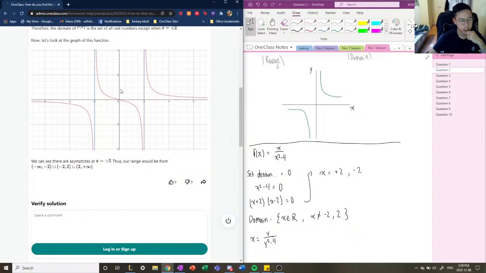Because if we visually evaluate this graph here, we can see that the range spans from negative infinity to positive infinity, and it also spans near the decimal point numbers too here. So the range would actually just be all the real numbers. So actually this solution is partially correct.